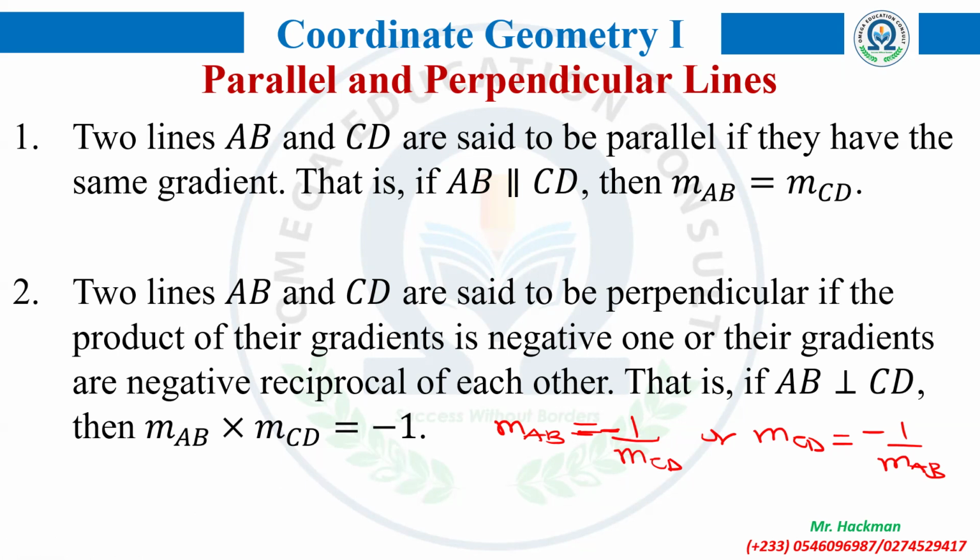If I make this one the subject, I have to divide both sides by M sub A, and that will also give me -1 over this. So you can see that MC is the negative reciprocal of MAB, and MAB is the negative reciprocal of MC. It means they are negative reciprocals of each other. Get the point?